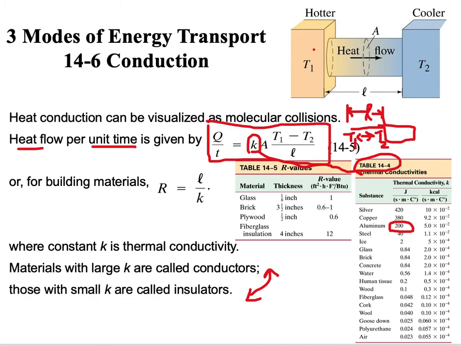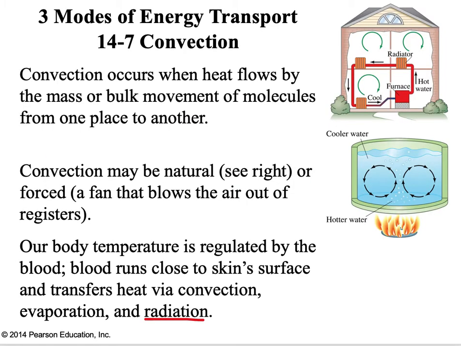It is your K value. Let's look at our second mode of energy transport, and that is convection. Convection is the only one where we can actually see heat being transferred. Let's take a look at a pot of water. Here we have a flame, and the flame is heating up the bottom of the pot.